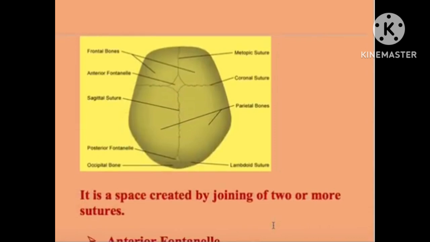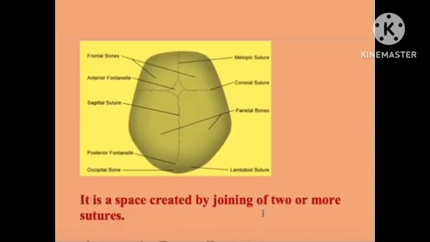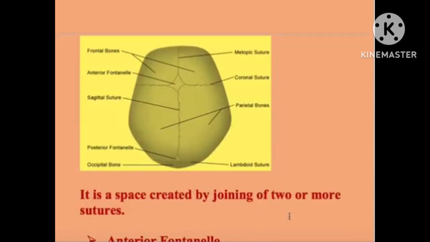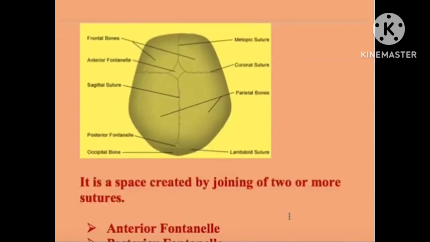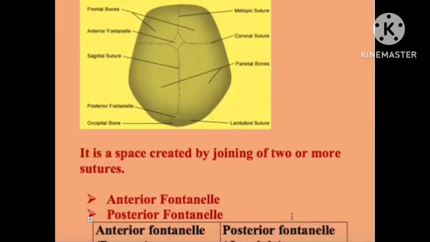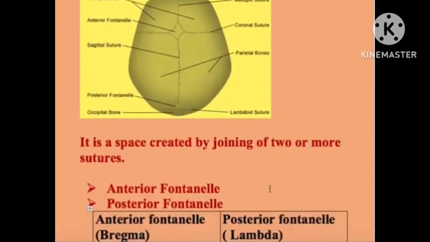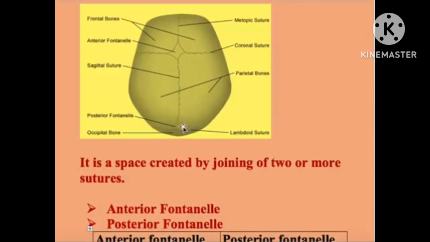Next is the fontanelle. There are two types of fontanelle present. The definition of fontanelle is: it's a space created by joining of two or more sutures. So two types of fontanelle are present: anterior fontanelle and posterior fontanelle. The posterior fontanelle is triangular in shape, and the anterior fontanelle is diamond in shape.